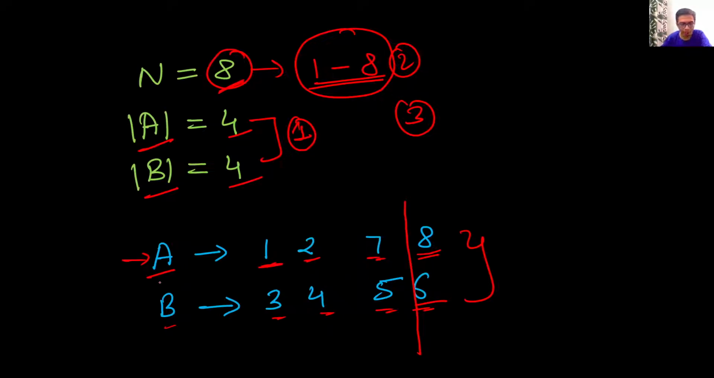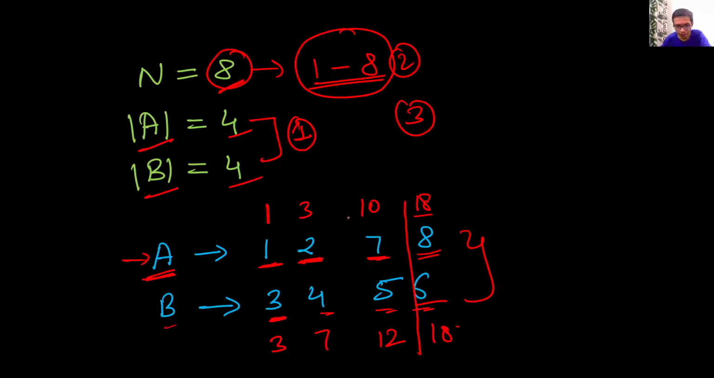So let's compute the prefix sum for A. We have 1, so the prefix sum till this point is 1. Then we have 2, so the prefix sum is 1 plus 2, which is 3. Then we have 7, so the prefix sum till this point is 10. And then we have 18. For now, let's just write it, but we have to ignore it because we are not including this very last element. Over here we have 3, so the prefix sum till this point is 3. Then we have 4, so 7. Then we have 5, so 12. And at the very last we have 6, so 18.